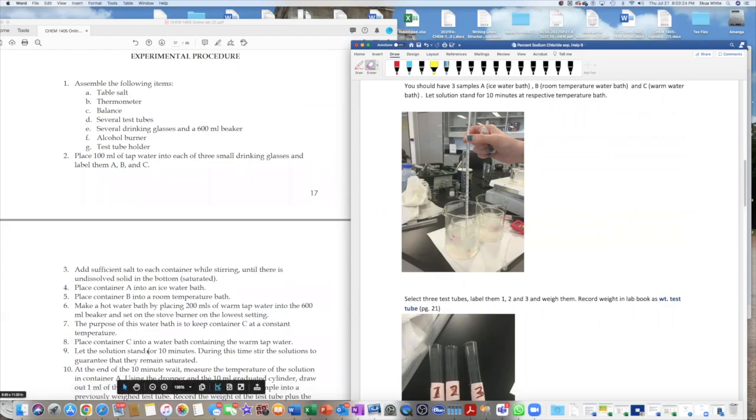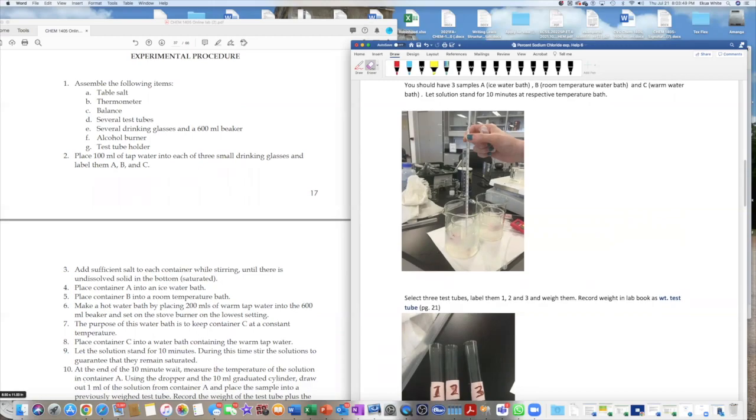Then let the solution stand for 10 minutes. During this time, stir the solutions to guarantee they remain saturated. Right. You want the liquid part to hold on to as much solute as it can at that temperature, right? So keep stirring to give that liquid a chance to be at saturation level. At the end of the 10-minute wait, measure the temperature of the solution in container A.